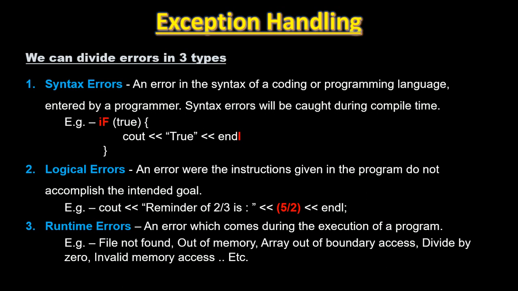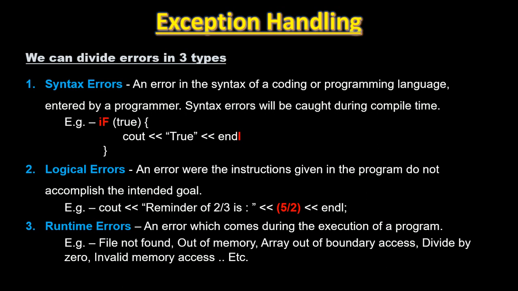Whenever we are writing a program, generally we will face three different types of errors. We can divide the errors in any programming language into three types: syntax errors, logical errors and runtime errors. Syntax errors mean any error in the syntax of the coding or programming language entered by a programmer. A grammar mistake in the program is a syntax error.